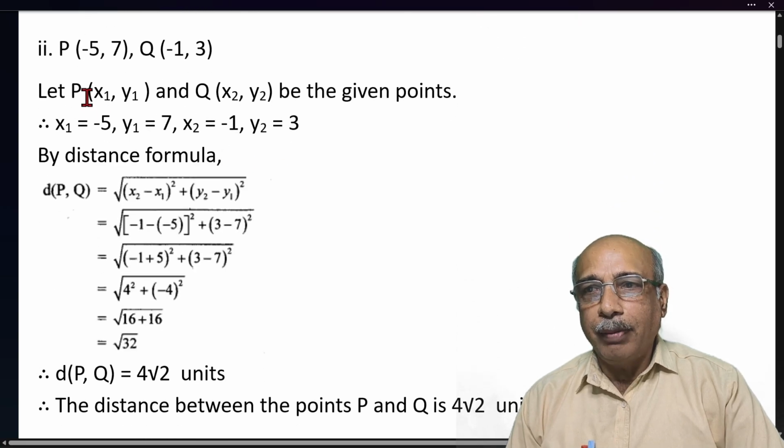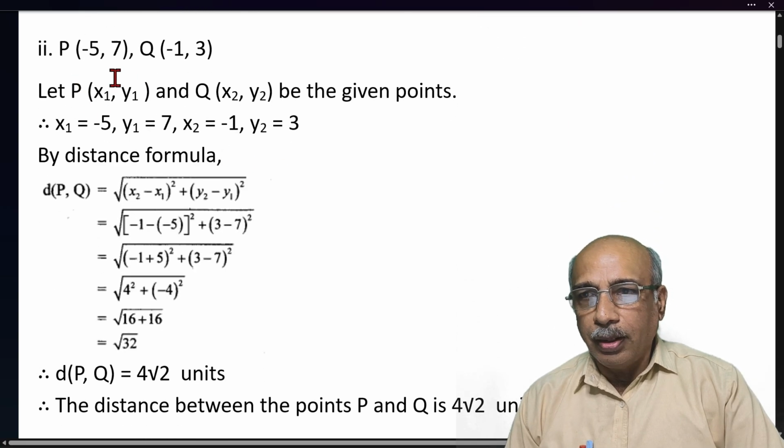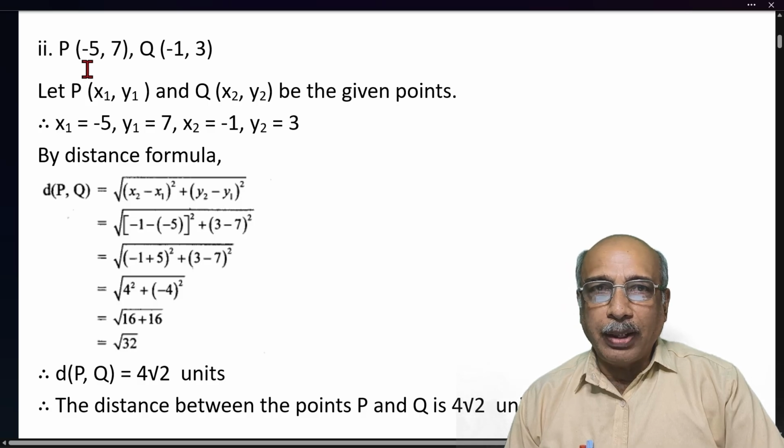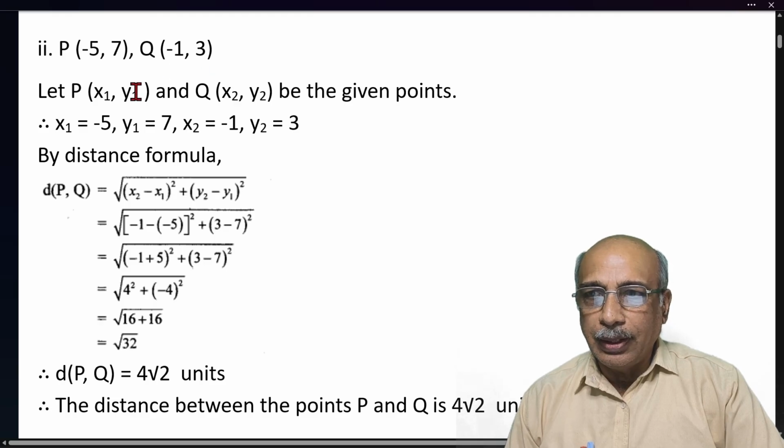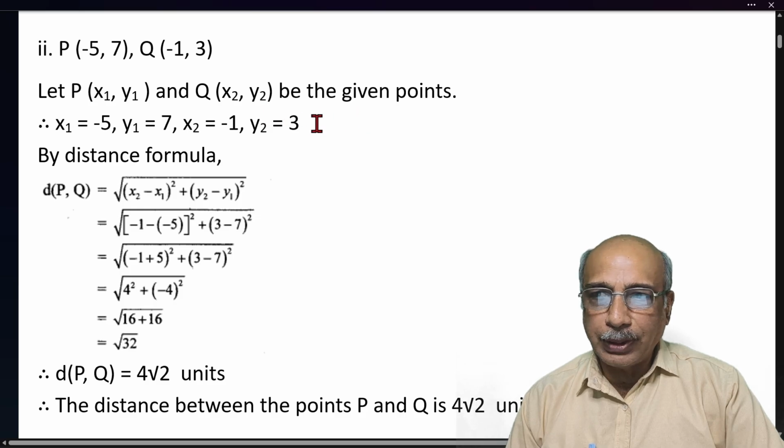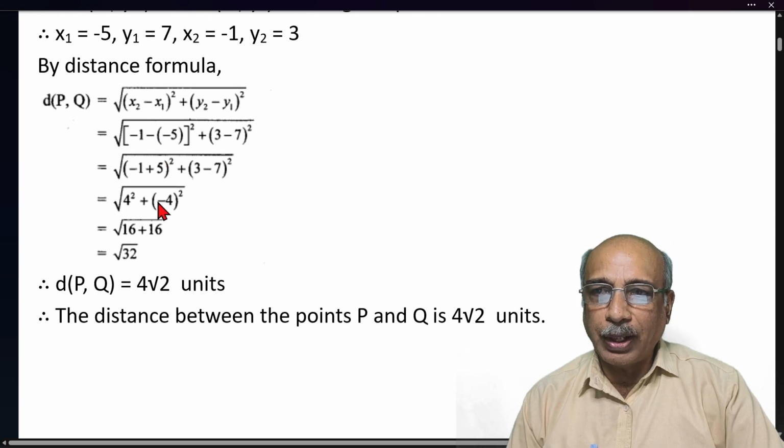Next, points P and Q are given. P coordinates are (minus 5, 7). Q coordinates are (minus 1, 3). Let P (x1, y1) and Q (x2, y2) be the given points. Therefore, x1 equals minus 5, y1 equals 7, x2 equals minus 1, y2 equals 3. By the distance formula, distance PQ equals, the distance formula remains the same, root of (x2 minus x1) whole square plus (y2 minus y1) whole square.